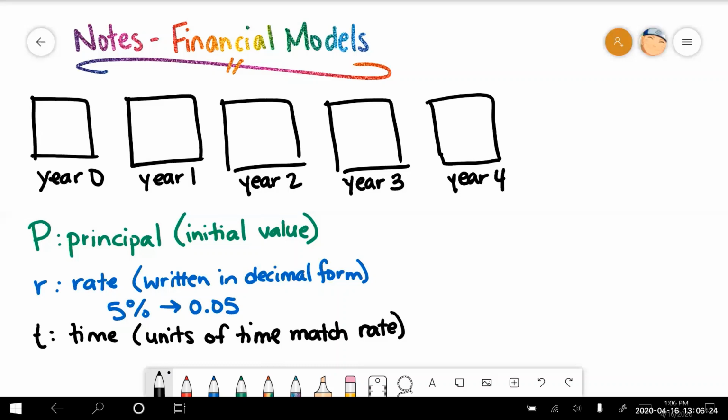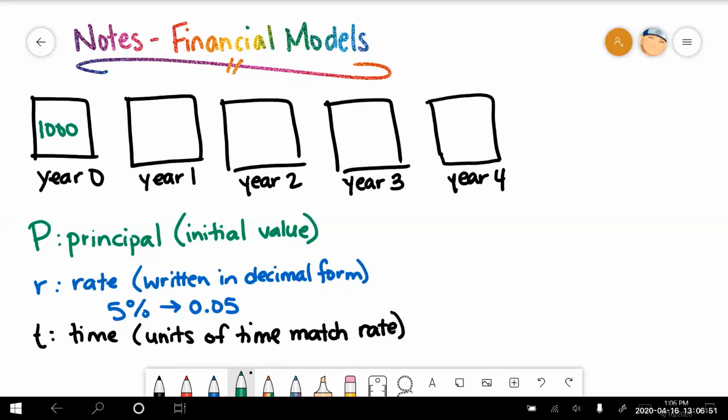Now I've got year zero here, and I want to talk about what's happening in the bank when we deposit some initial value. So let's go ahead and we're going to put in $1,000. Here's our principal, $1,000, year zero. We're just starting out. We get our bank. We're super excited. We deposit $1,000 into a savings account.